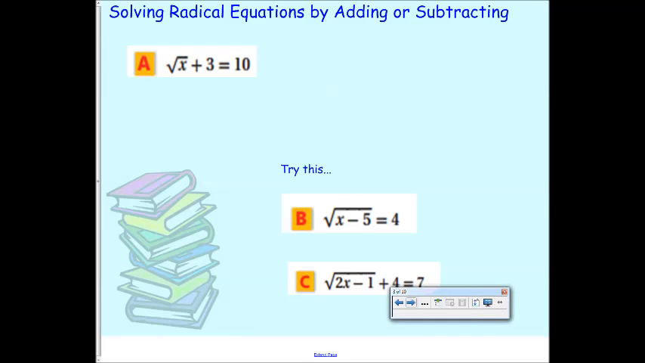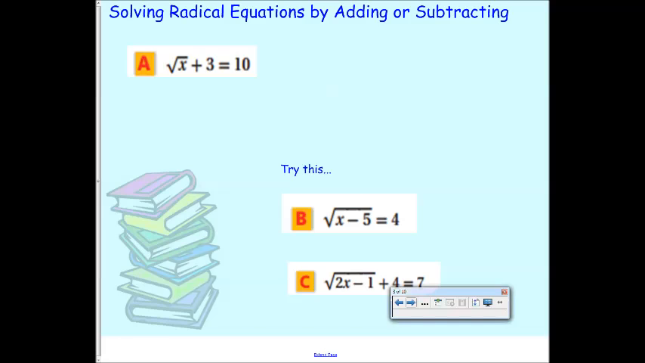All right, what if you have something like this? What's the difference between this and the one we just looked at? The x is the radical. The x is the radicand, right? It's inside. And then what else? It's got a +3 where? On the outside. So what do we get rid of first here?